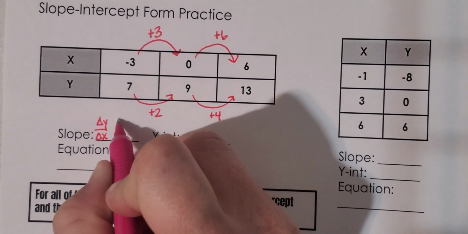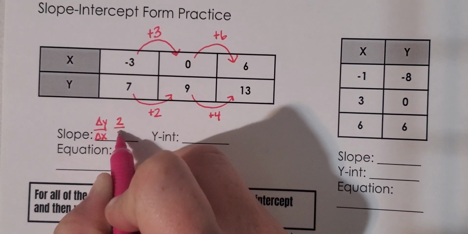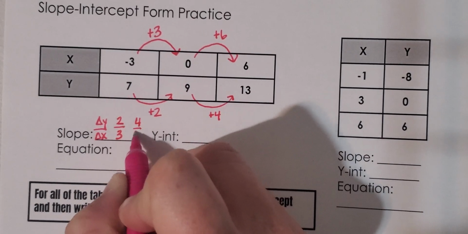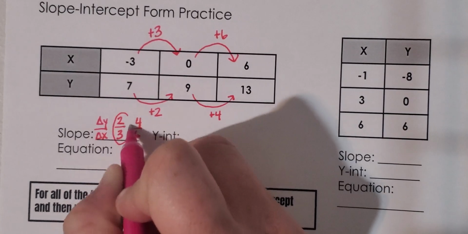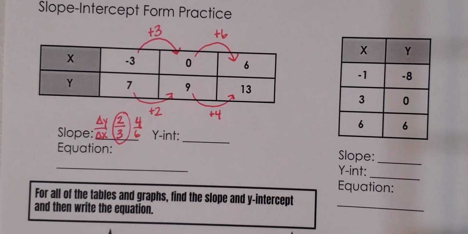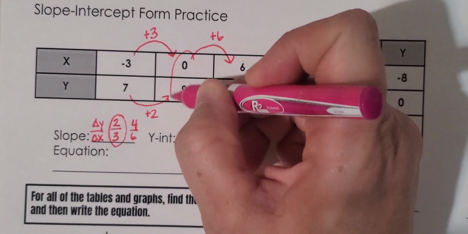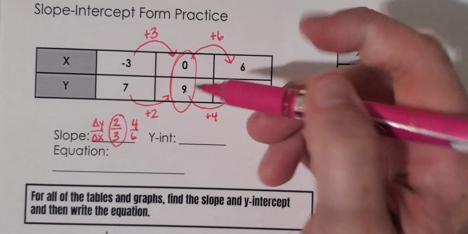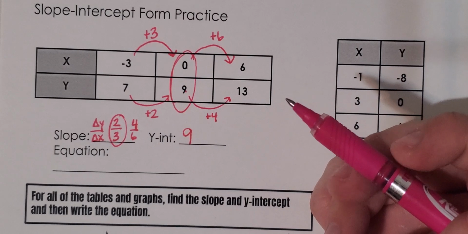So my change in y is 2. My change in x would be 3. And then I also have a 4/6, which would just simplify down to 2/3. So I know my slope is going to be 2/3. My y-intercept is always when my x value is 0. So when x is 0, my y-intercept is going to be at 9 on the y-axis.